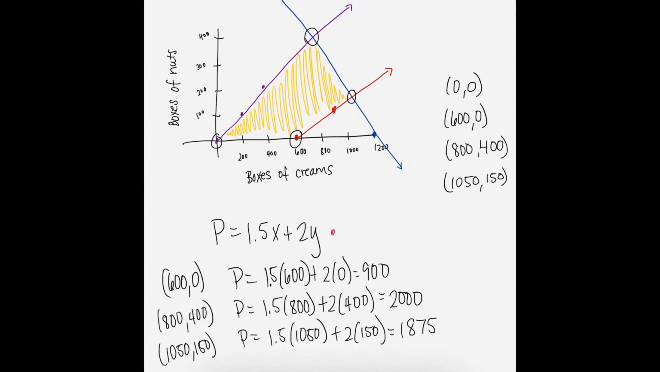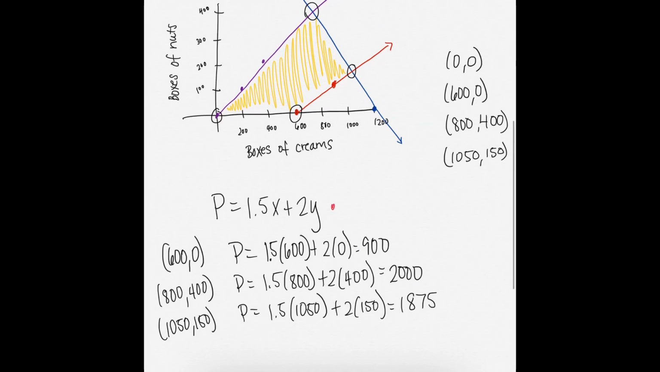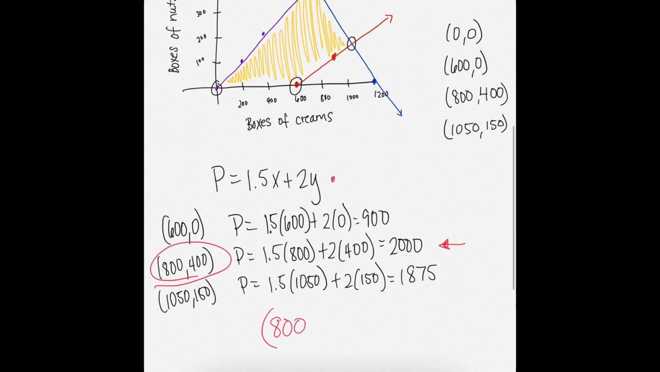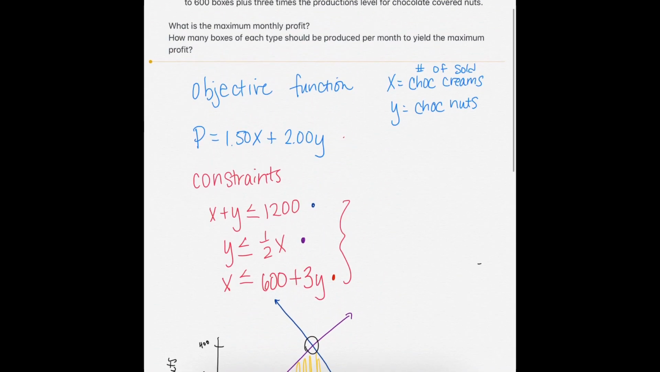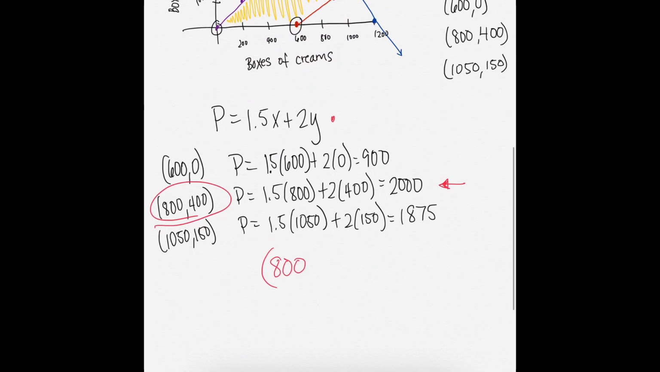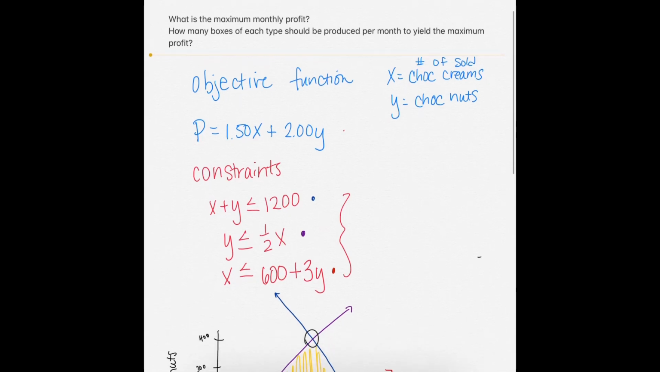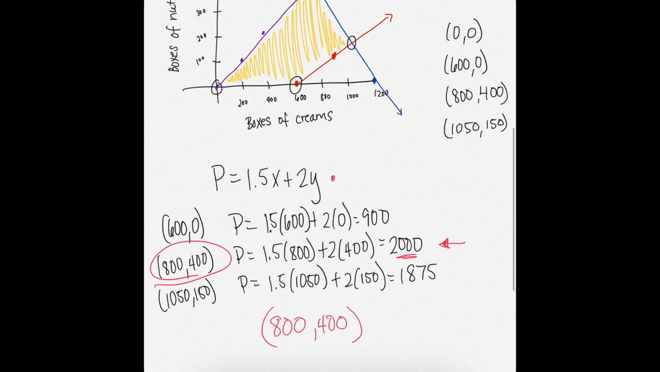So to maximize my objective function, it looks like this one here is going to be the max profit based on those constraints. My solution here will be 800 creams and 400 chocolate nuts to maximize my profit. The question asked us for how many boxes of each type and what is the maximum profit. So the profit is the 2,000 and then the boxes are 8.